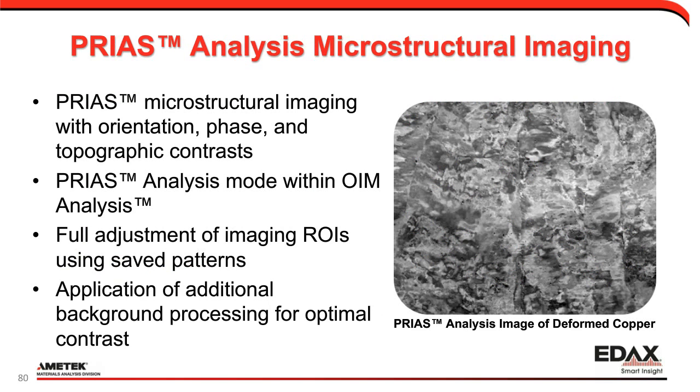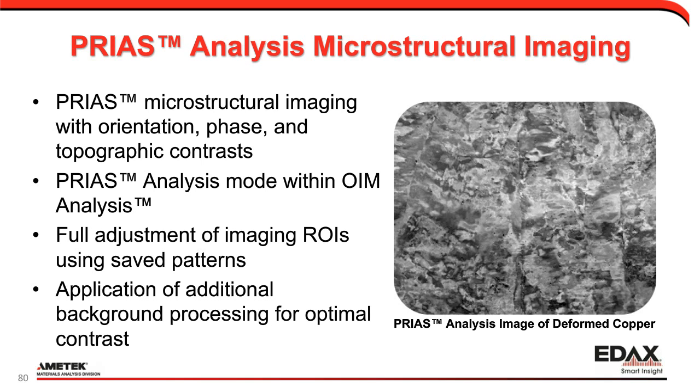The other thing we've put into OIM analysis is what we call PRIAS. PRIAS is our microstructural imaging approach where we use the phosphor screen as an electron detector. We can do this now in analysis where we look at channels or we look at saved patterns. It allows us to do a few tricks.